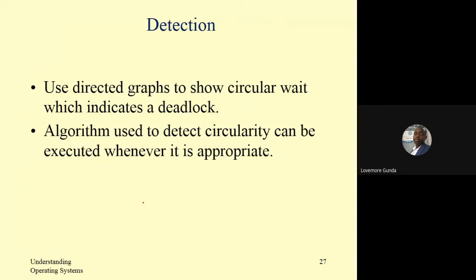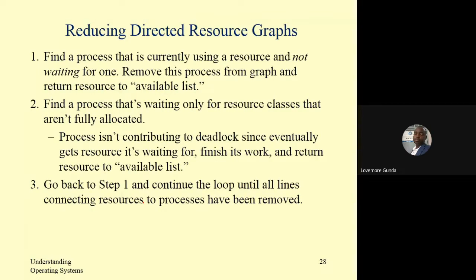Then, how do you detect the deadlock? We use a directed graph to show circular wait, which indicates a deadlock. The algorithm used to detect circularity can be executed whenever it is appropriate. So how do we reduce the directed resource graphs? One, find a process that is currently using a resource and not waiting for another one. Remove this process from the graph and return the resource to the available list.